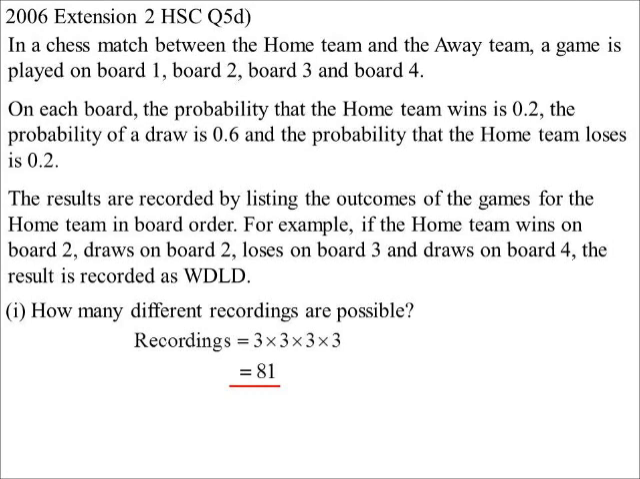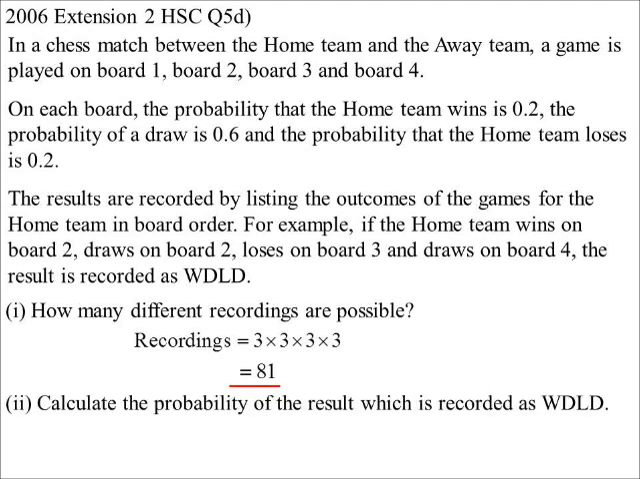Of course, they're not all equally likely, because the draw, you'll notice, has more chance of happening than the win or the loss. So calculate the probability of win, draw, loss, draw. Okay, well, win, draw, loss, draw. Win was 0.2, draw was 0.6, loss was 0.2, draw was 0.6. Multiply them all together, and we have a probability of 0.144.